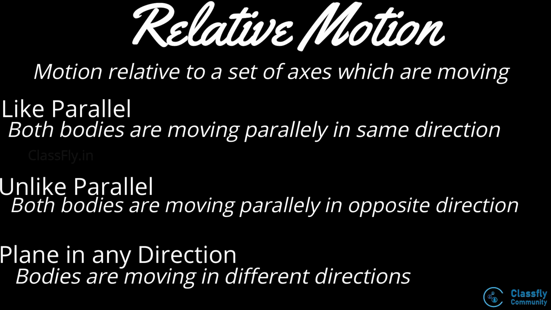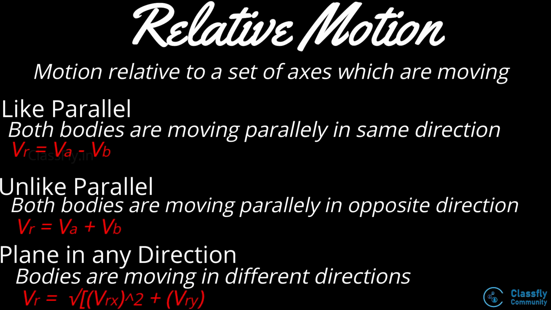The relative velocities respectively for the three motions are given by Vr is equal to Va minus Vb, Vr is equal to Va plus Vb, and Vr is equal to root of Vrx square plus Vry square, and the direction tan alpha is given by Vry divided by Vrx.